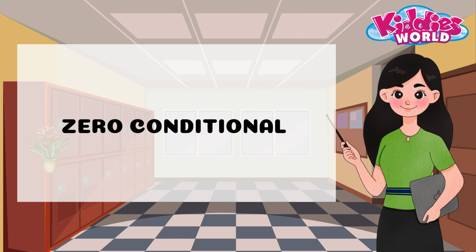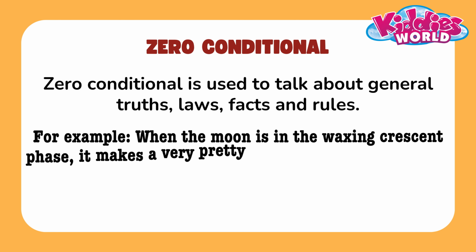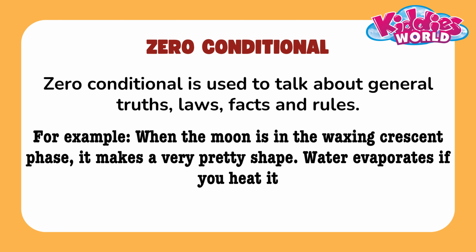Zero conditional. Zero conditional is used to talk about general truths, laws, facts, and rules. For example, when the moon is in the waxing crescent phase, it makes a very pretty shape. Water evaporates if you heat it.